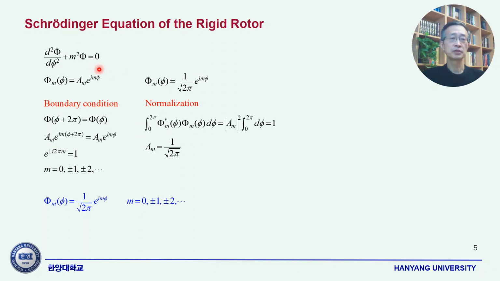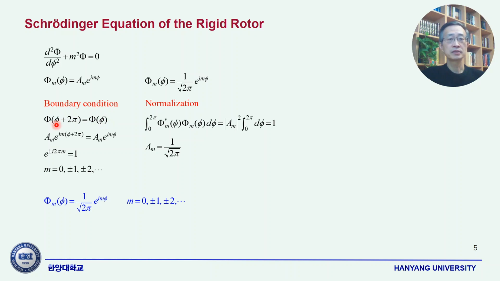This is a linear equation, so d squared plus m squared equals 0 will give you the form of the solution. One of them is Phi_m of phi equals a constant times e to the i m phi. But phi goes from 0 to 2 pi and goes on. Every 2 pi of revolution, you will hit the same point, which means there is a boundary condition: Phi of phi plus 2 pi equals Phi of phi.